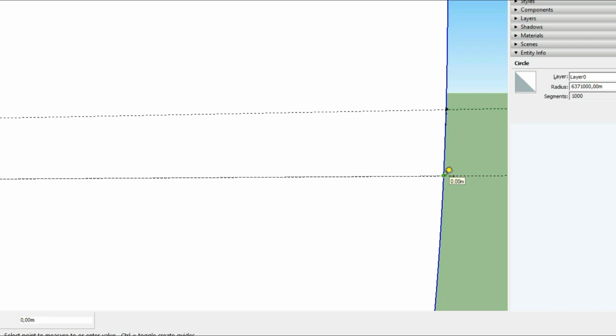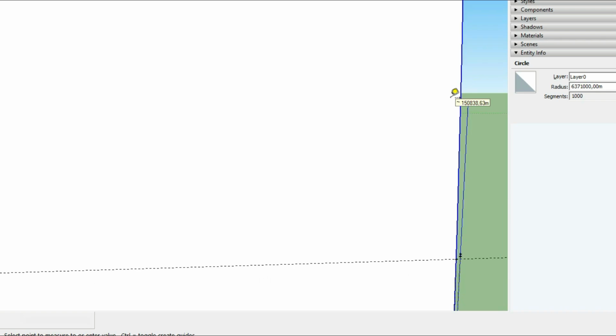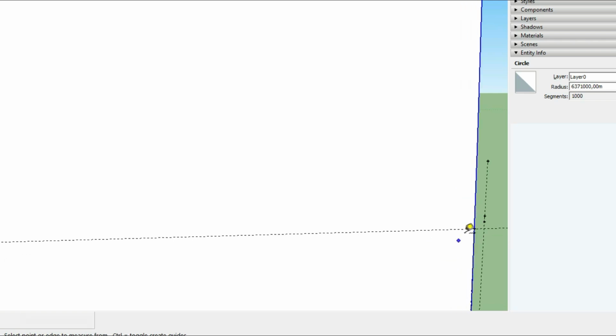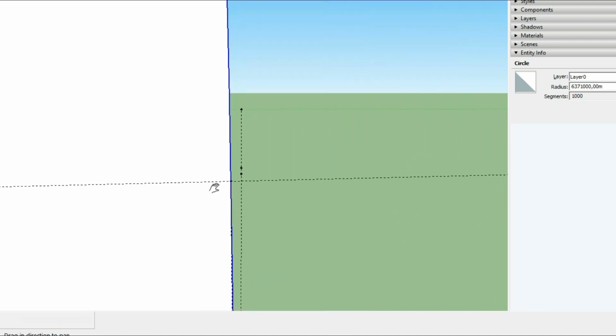And now let's measure the drop. It automatically snaps at 90 degrees. Let me zoom in. Blue line. Let me move over a little bit.